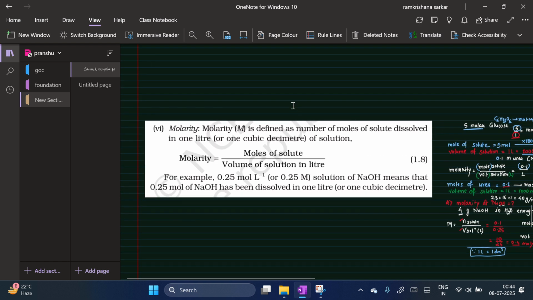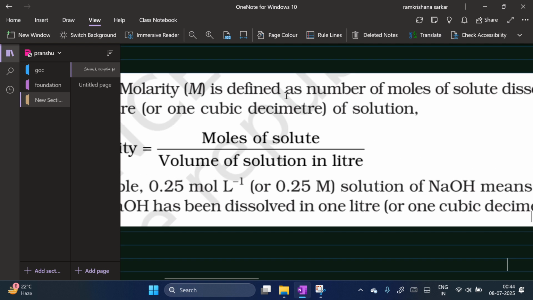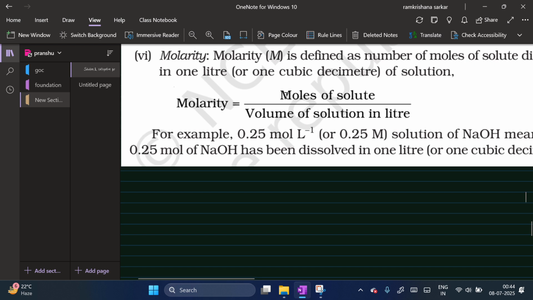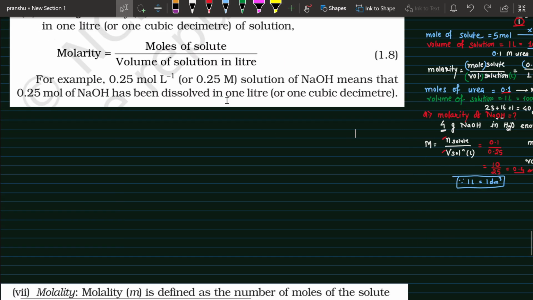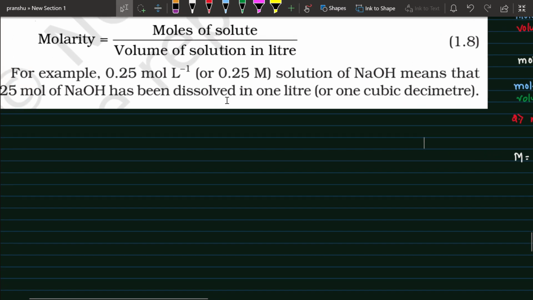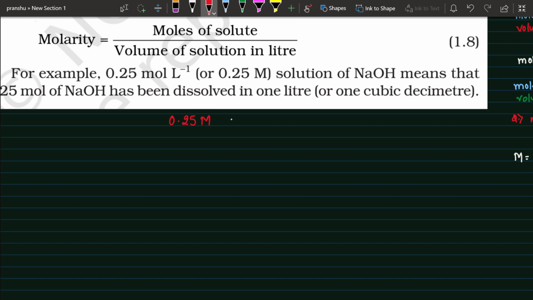So this is the term molarity. Now if we want to understand this term, 0.25 molar NaOH, in that case we can say that 0.25 mole NaOH is present in 1 liter solution.